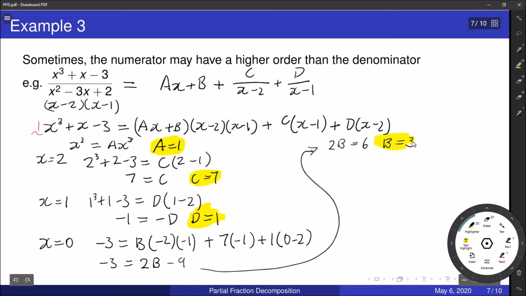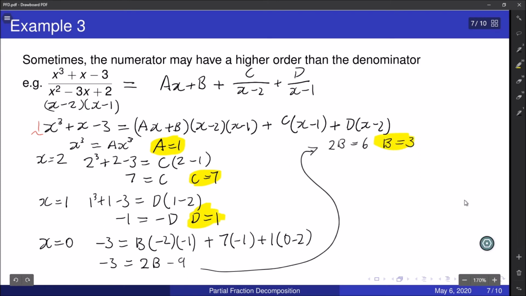Highlight them to make them easier to see. And once you substitute all of them back into this expression, it is x plus 3 plus 7 over x minus 2 plus 1 over x minus 1. So as you can see here, this is way easier to integrate than this expression.